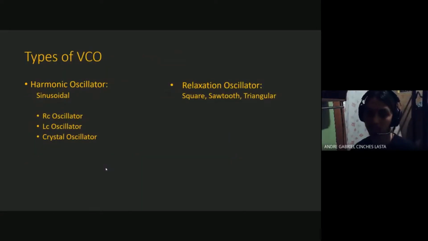So there are two types of voltage controlled oscillators, and these are the harmonic oscillator and the relaxation oscillator. For the harmonic oscillator, its output is sinusoidal, while the relaxation oscillator usually has a square, sawtooth, and triangular output frequency. And under the harmonic oscillator included are the RC, the LC, and the crystal oscillator.